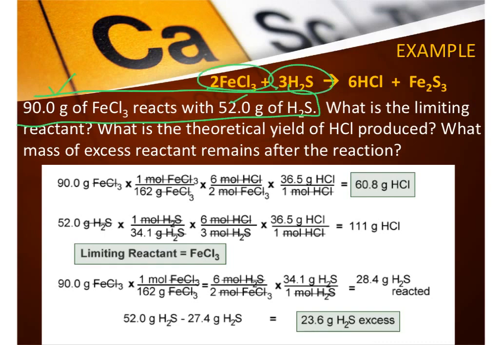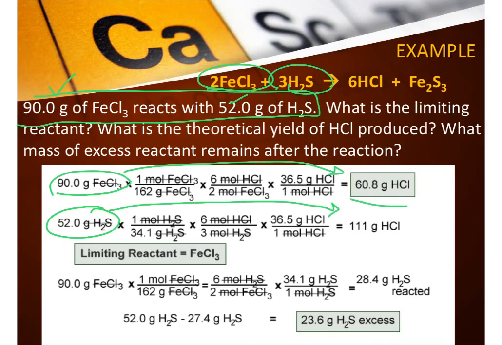So I'm going to figure out how much product each of the given amounts of reactants could theoretically make. The one that makes the least, okay, so this is the theoretical yield, is the limiting reactant. So iron(III) chloride was the limiting reactant, which means hydrogen sulfide was the excess reactant.